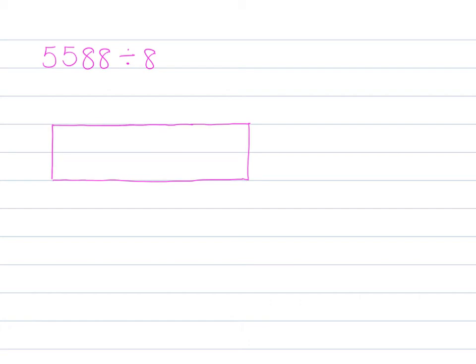And we know that our number that we're dividing has 1, 2, 3, 4 places. So we divide our box into 4 parts for the ones, tens, hundreds, and thousands place. Now remember, I know I'm going pretty quick, so pause the video whenever you need more time.